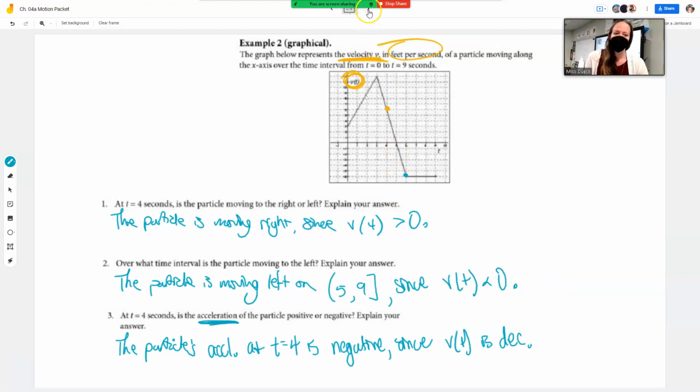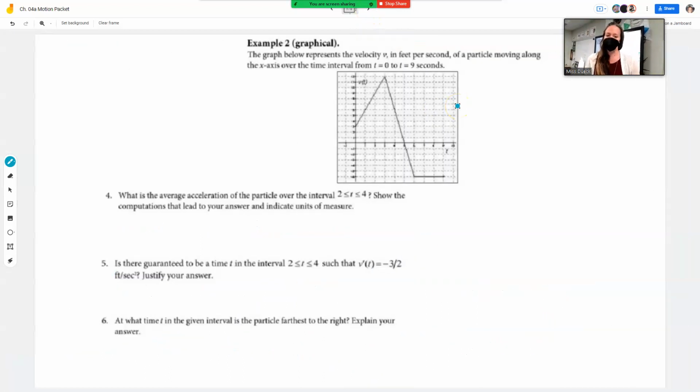You guys good? There's more? Yeah. But we have formulas. Yeah, Jamboard. I'm just going through. It's called the motion Jamboard. It's right in chapter 4A.